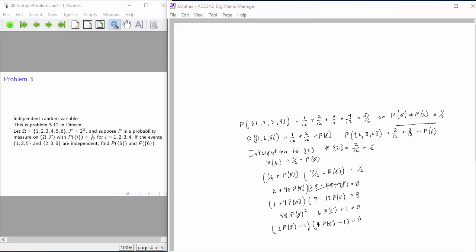But not quite. This is a probability problem. Probabilities cannot be negative. And if p of 5 were 1/4, that would make p of 6 negative, and therefore the only valid solution is p of 5 is equal to 1/12, which means that p of 6 is also equal to 1/12.